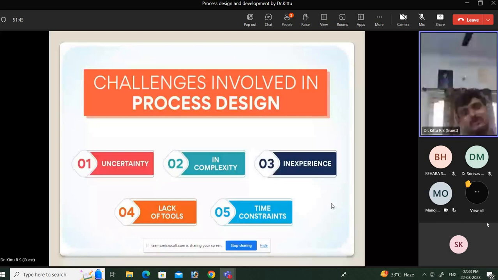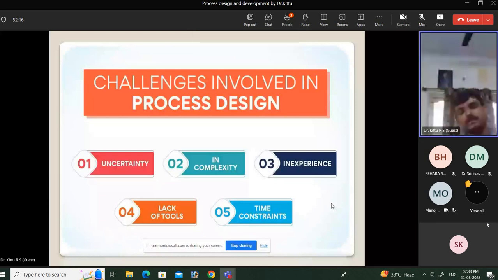Then the another one is the lack of tools. Sir, we have an idea, everything, but we don't have advanced technologies. To make use of the idea or concept you have, you don't have such advanced tools or advanced technologies. Then again, it will be trouble to make a good or successful process design.